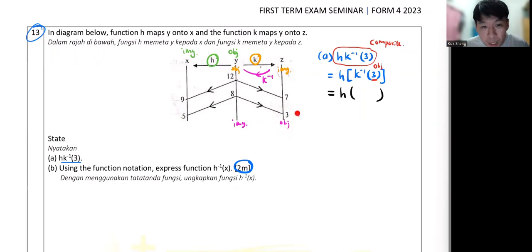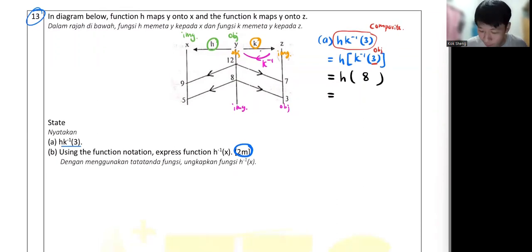So the object 3, go back. Here, this is the image. So the object 3 for the k negative 1, you get the answer 8. Correct answer already, right? Yes. Actually, you can write the answer straight away. You can write the number straight away without writing all these steps here. I just show you how to find the answer straight away.